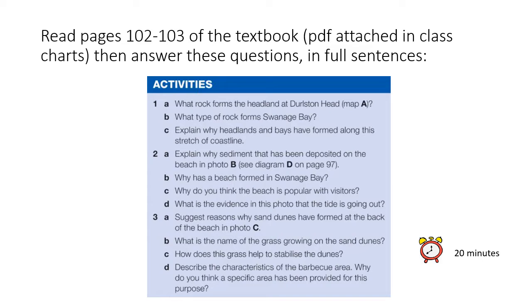Okay, so I'll have attached the PDF. You've got the map you've just seen as well. You've got these questions to answer. So full sentences, please. Make sure it is useful for revision. This is going to take at least 20 minutes. So for question 1A, for example, what rock forms the headland at Durlston Head? Well, I've literally just told you the rock that forms the headland at Durlston Head is, and then tell me, and then move on. So like I said, 20 to 30 minutes for this. Pause the video now.